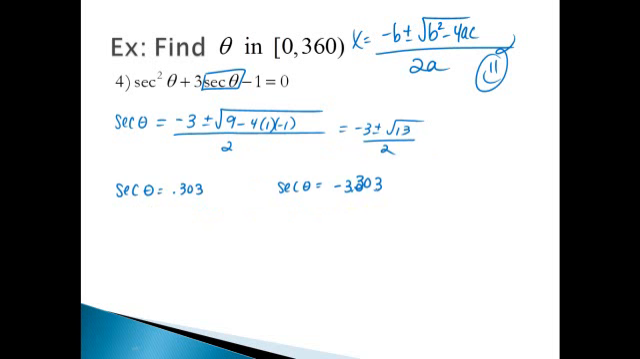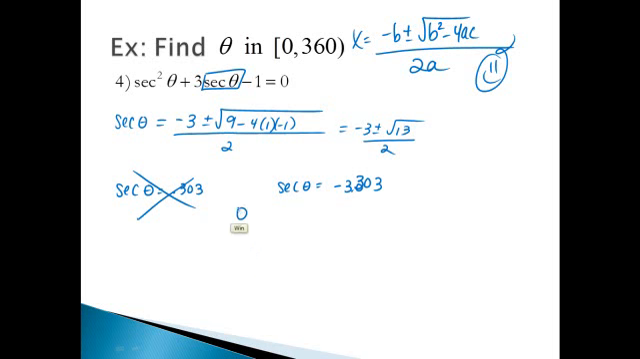Alright, so doing the quadratic formula gives us these two solutions, 0.303 and negative 3.03. And if you recall from our lesson on the range of secant, we know that any angle is going to have a secant greater than 1 or less than negative 1. So this one here gets crossed off. It's not possible. So then we just focus on our second one. And in order to find the angle theta, we have to use secant inverse.